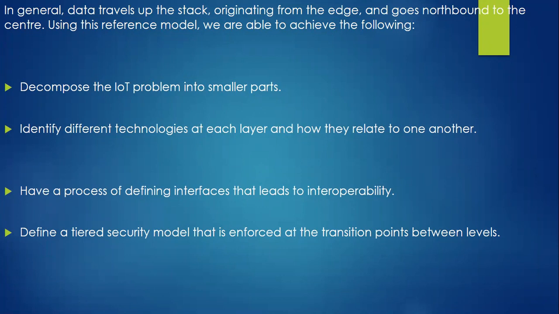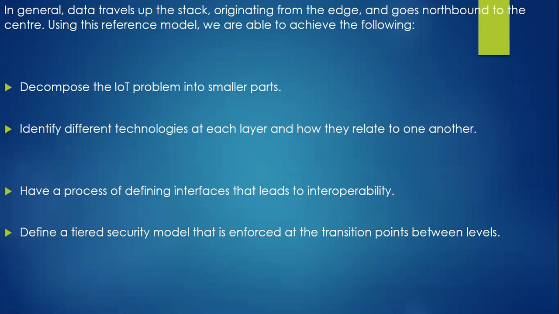Decompose the IoT problem into smaller parts, then identify different technologies at each layer and how they relate to one another. That interrelation should be identified. Have a process of defining interfaces that leads to interoperability. Such interoperability exists, so we need to define some interfaces where we are having the interoperability.